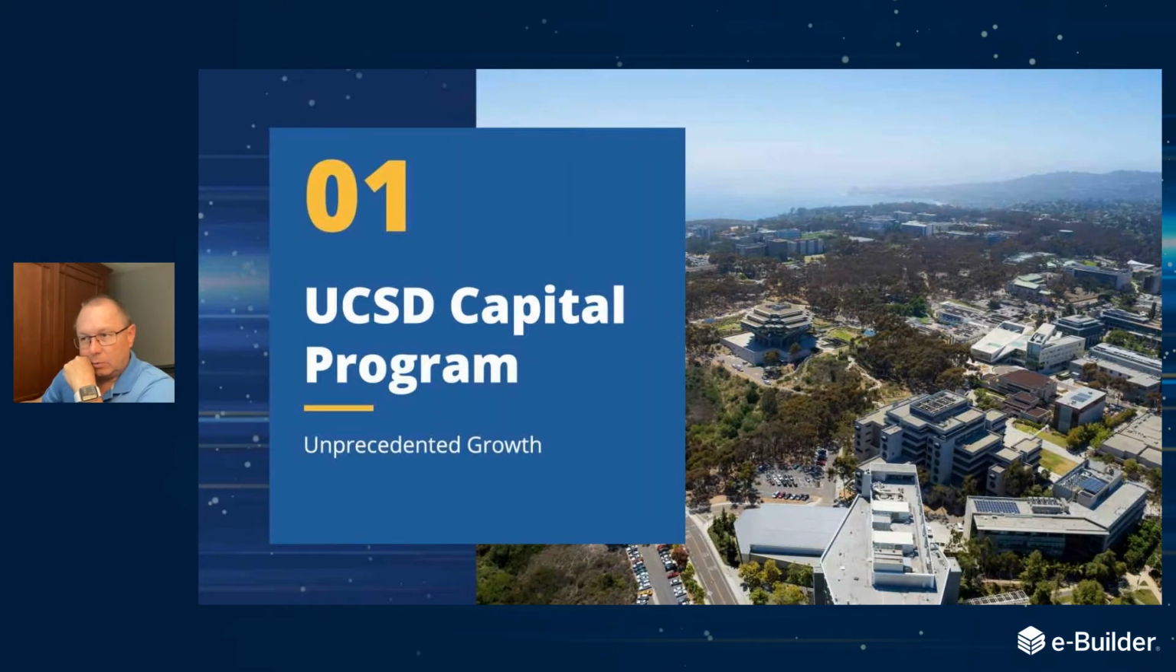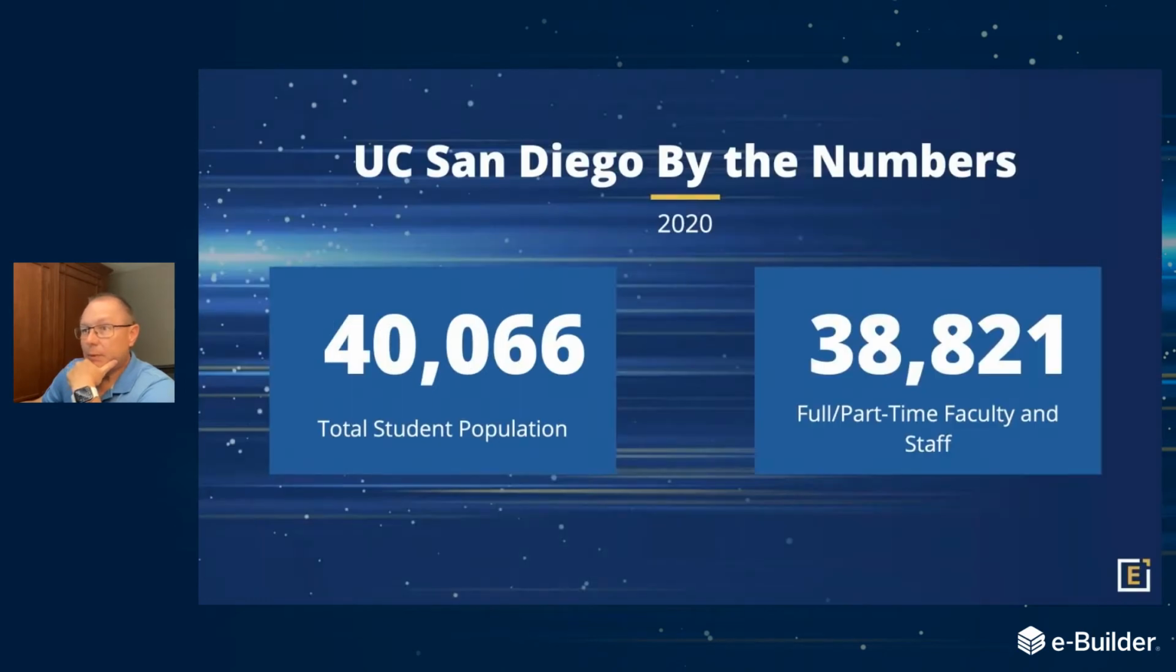So first, about the capital program, it really represented a lot of unprecedented growth on campus. By the numbers, UC San Diego is about 40,000 in students. We have close to 39,000 full and part-time faculty and staff. It's a sizable campus, but from a physical campus, it's interesting. We have 8 colleges, so it's actually set up almost like 8 community colleges that work together as one major university. And that's something that's done on purpose. So it gives that sort of small college feel to a major campus. And one of the big pushes that we had was housing our students.